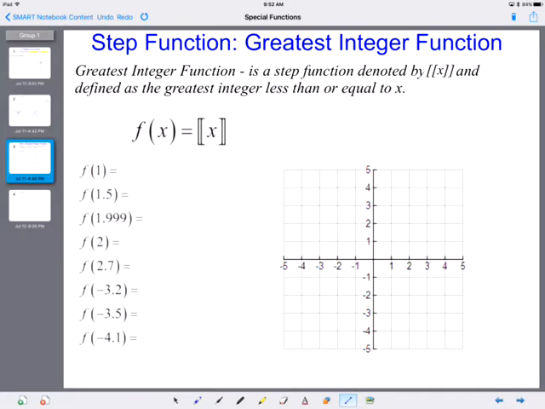The second one is called the step function, and this is the one we're going to use, the greatest integer. The greatest integer function is a step function denoted by double brackets for the x and defined as the greatest integer less than or equal to x. The greatest integer less than or equal to x.